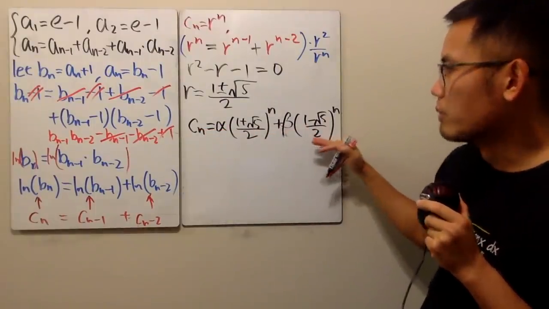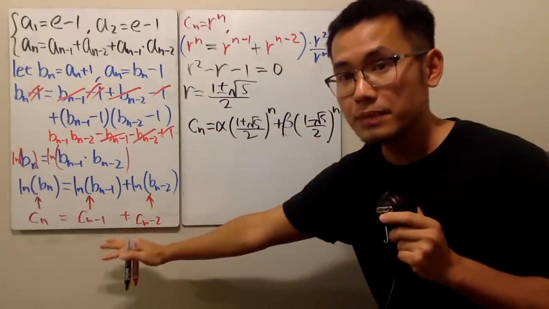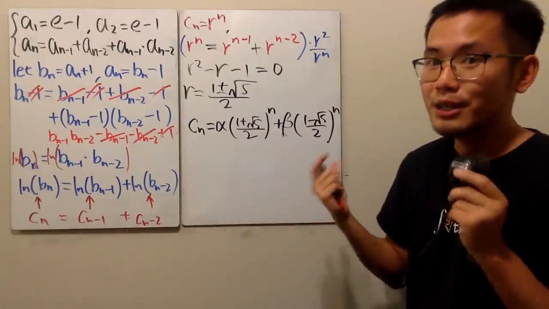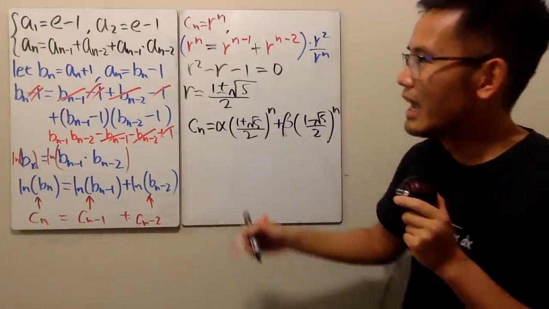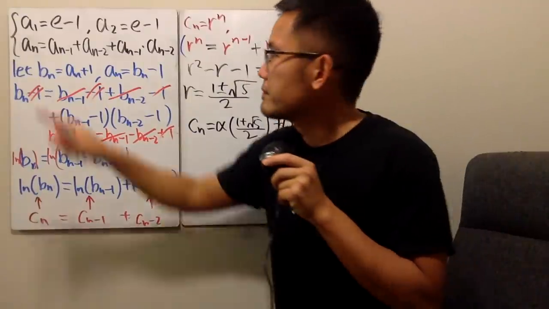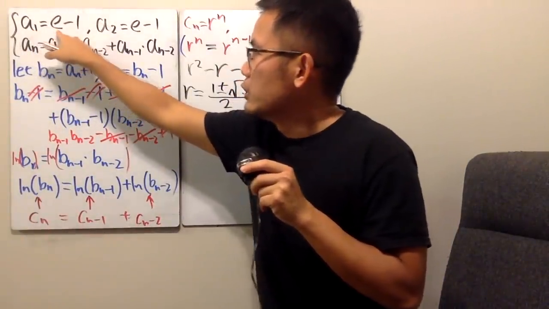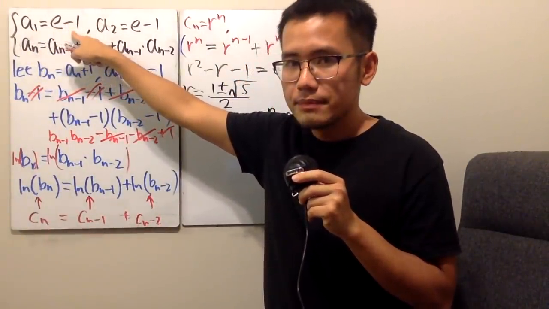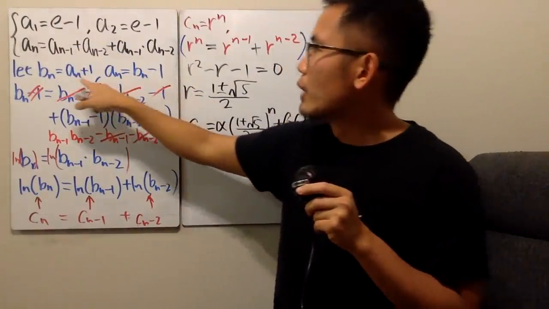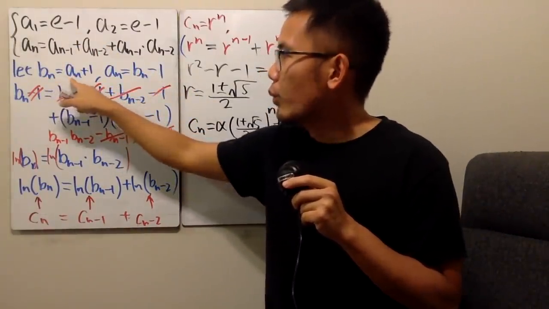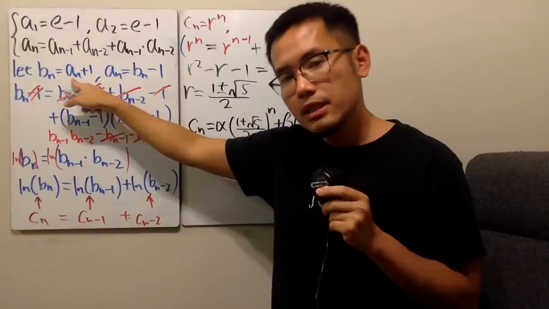Now, have a look. This is the general form for the sequence right here, Cn. And this right here is actually the Fibonacci sequence. And you'll see. Now, let's do this in our head. When A1 is equal to e minus 1, well, you put it right here. That means B1 will be e, the number e, right?